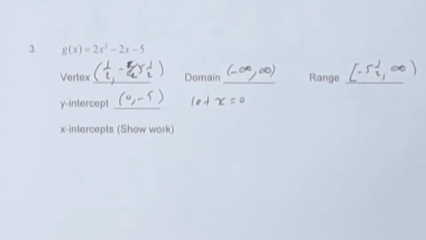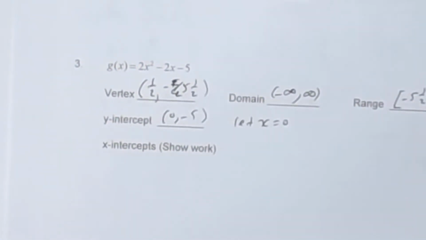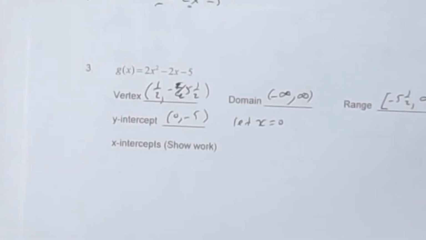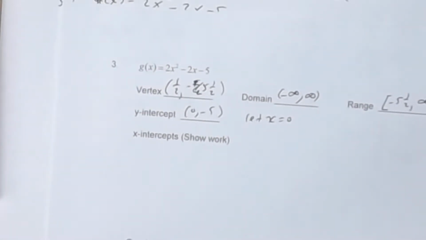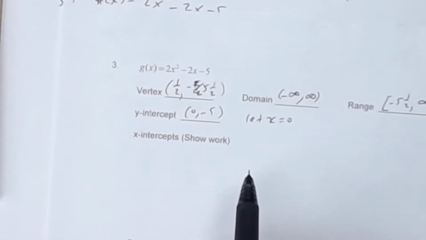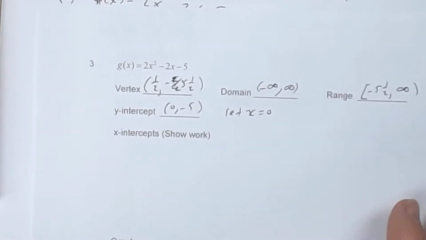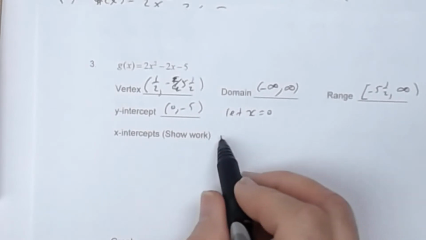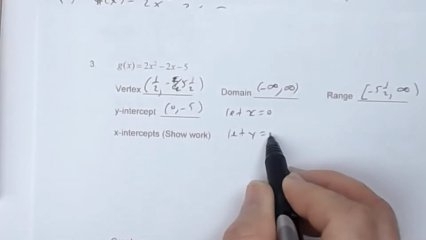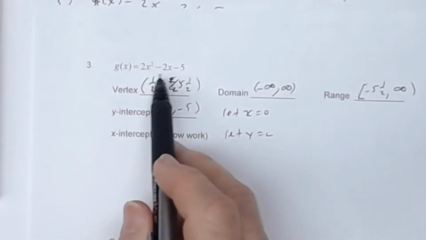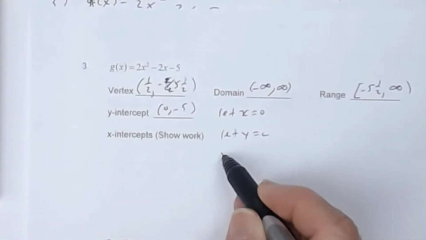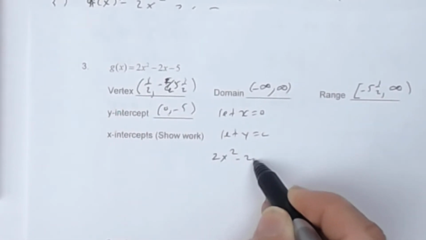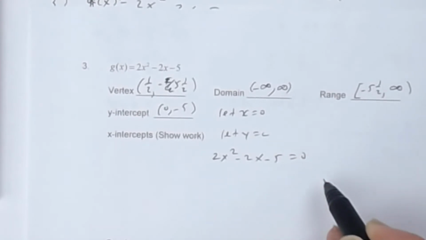Let me go ahead and zoom back out. All right, so let's find the x-intercepts. Now that's the one that's going to probably be the most work here. To find the x-intercept, remember you're going to let y equal 0. Remember, g of x means the same thing as y. So you're going to set this equal to 0. So 2x squared minus 2x minus 5 equals 0.